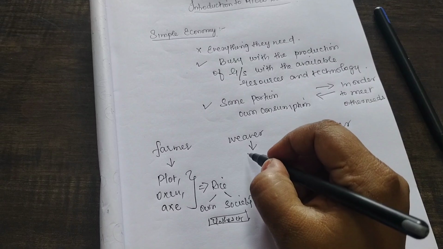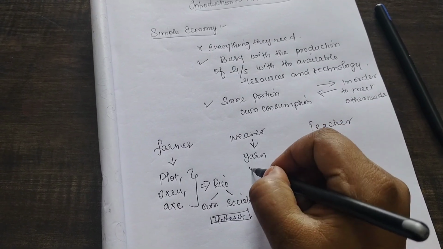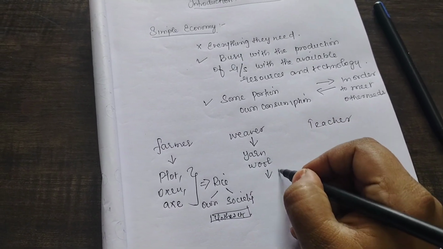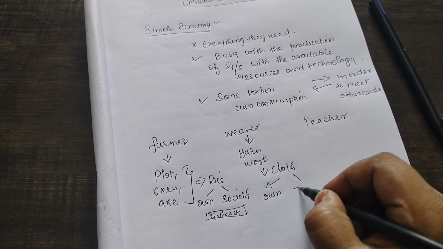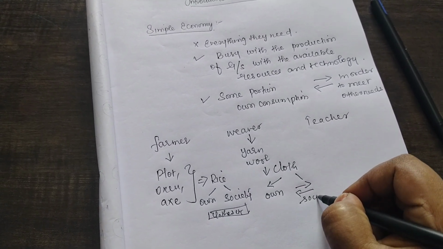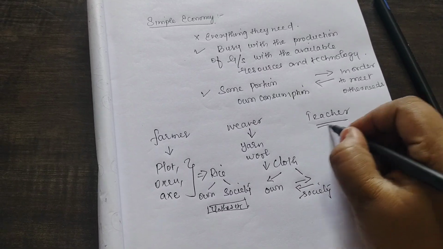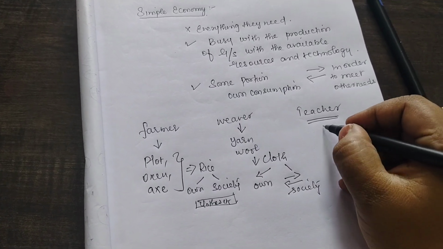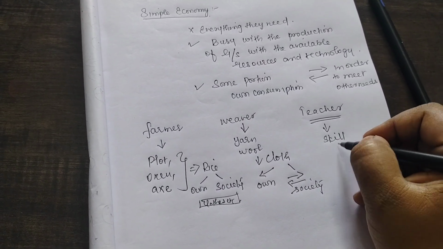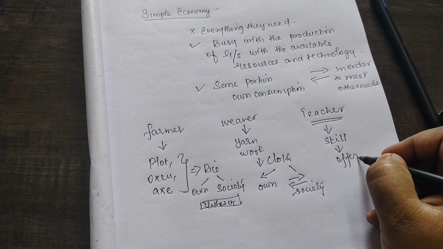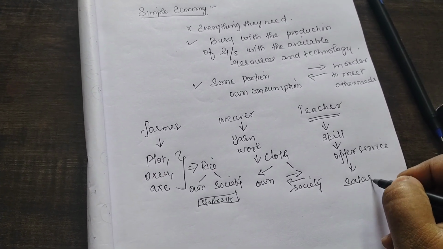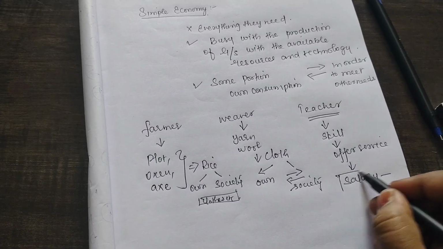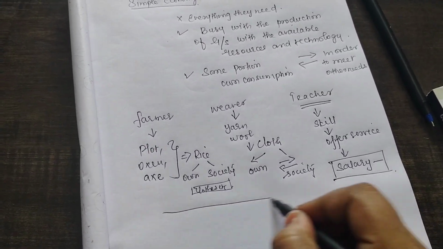Similarly, the weaver will have some resources like yarn and wool. Out of that, he will produce cloth. Some portion he will keep for his own consumption. The rest he will exchange in the society in order to meet other needs. The teacher might not have anything to produce like a good, but she will use her skill and offer a service. By offering the service, she will earn a salary. Out of that salary, she will buy the goods and services she requires.